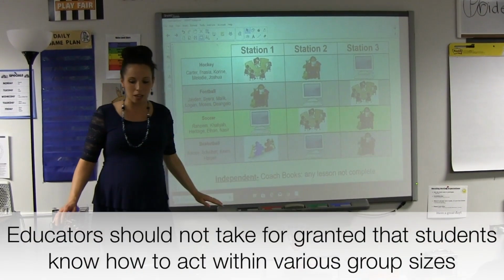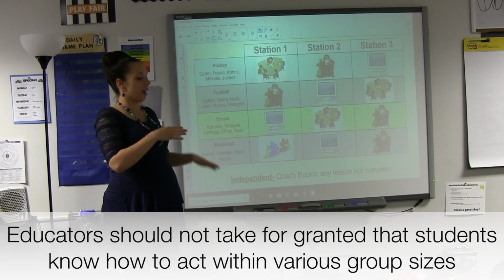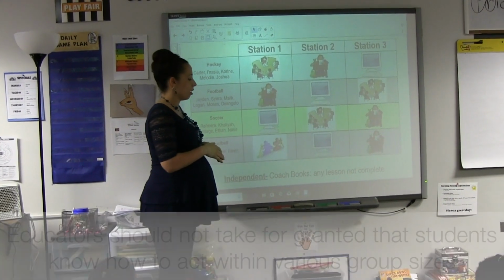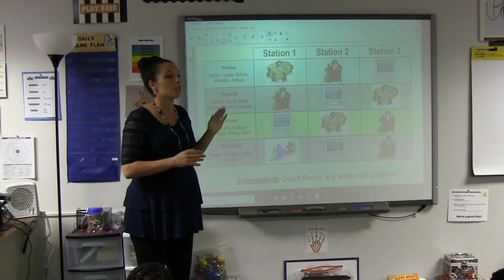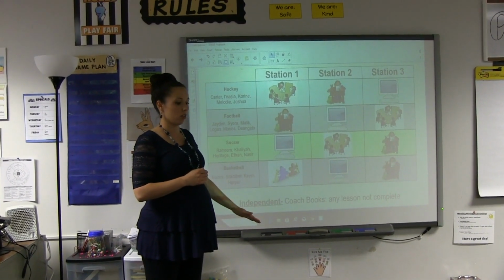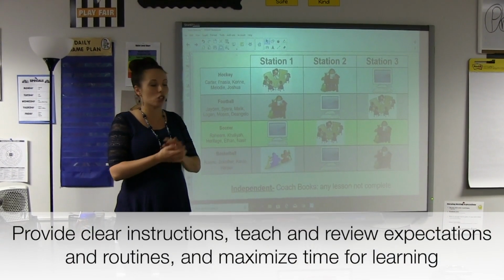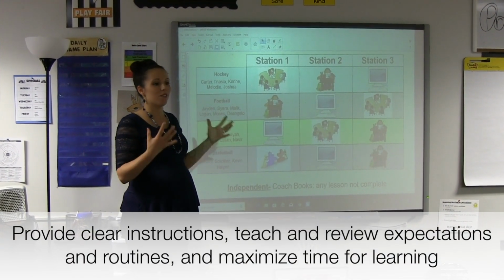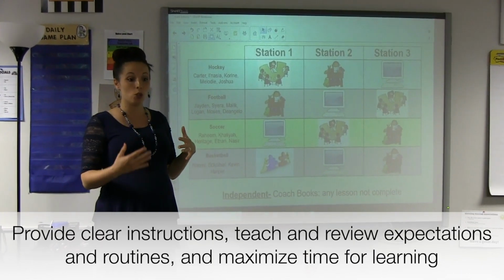We as educators should not take for granted that students know how to act and function within groups of various sizes and structures. Therefore, regardless of whether a group comprises homogeneous or heterogeneously grouped students, effective teachers provide clear instructions, teach and review expectations and routines, and maximize time on task for learning.